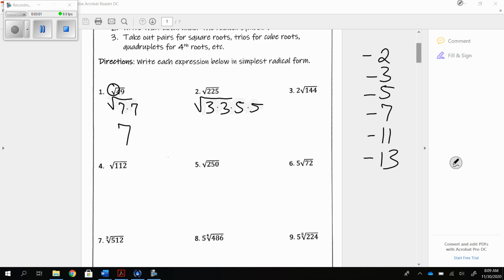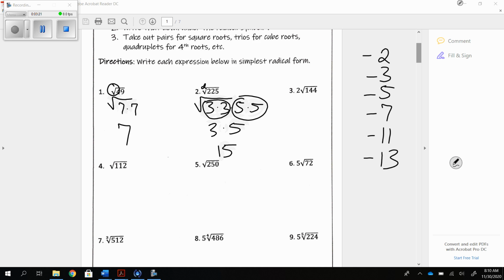Then it says take out pairs for square roots. We know this is a square root. There's a little number 2 here. So we take out pairs. Here's a pair, and here's a pair. So we know our answer is 3 times 5 or 15. All right, and then we know the square root of 225 is in fact 15.